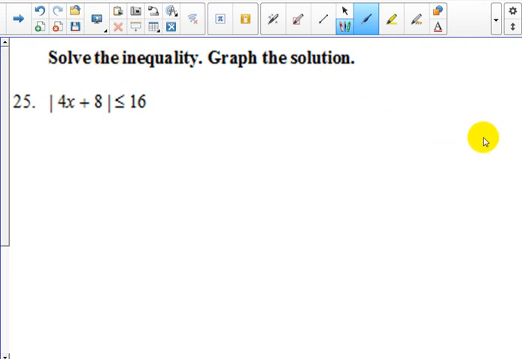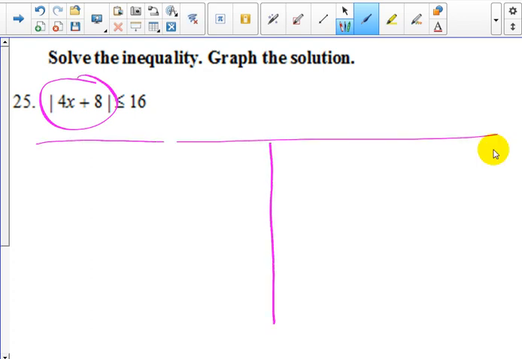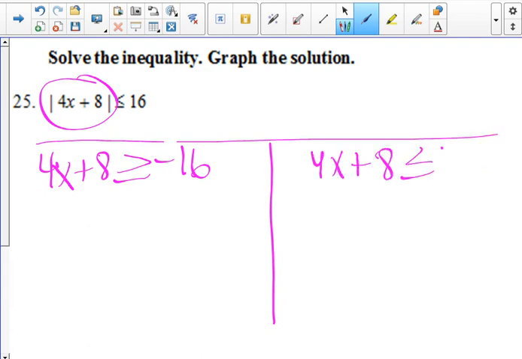So 25 says solve the inequality and graph the solution. So this is already isolated. Now we're going to solve it both ways. We're going to take away the absolute value symbol. So 4x plus 8 is less... Remember, actually let's solve it the opposite first. If we're going to go the negative 16, then we have to flip the sign. So flip the sign, negative 16. Okay, now the other one, it stays the same. 4x plus 8 less than or equal to 16.